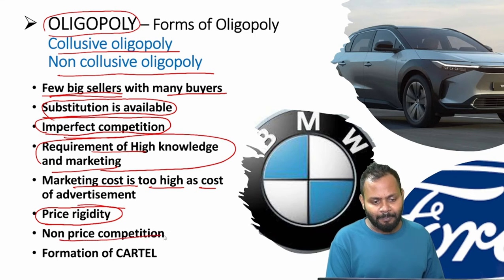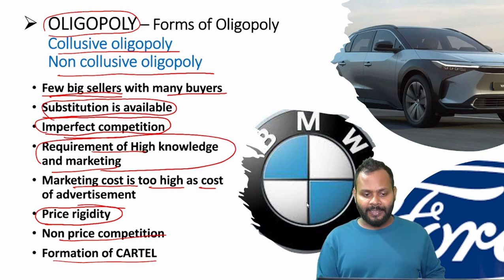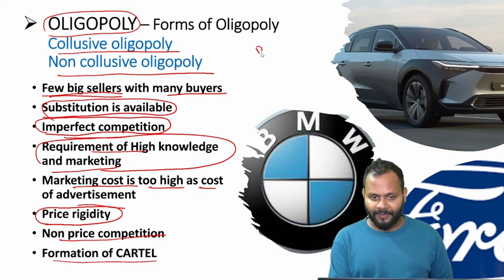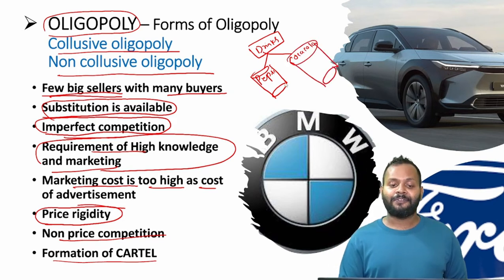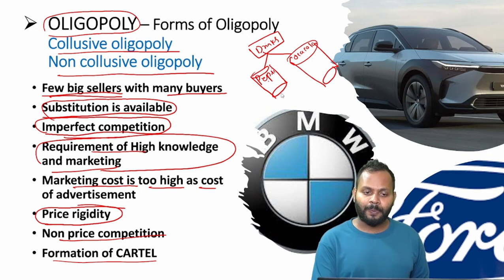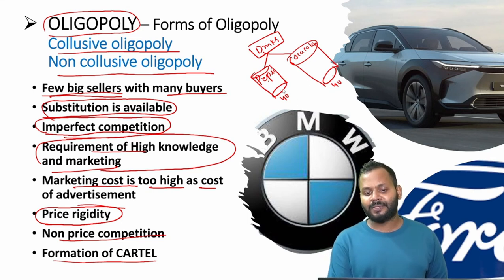And non-price competition and formation of the cartel is very important. Now, for example, if I talk about the drinks category, I have an option of Pepsi, and I have an option of Coca-Cola, right? If I say Pepsi and Coca-Cola, both prices are, let's say, 40 for a can, 40 for the other also. Now, why are both companies keeping the same price?